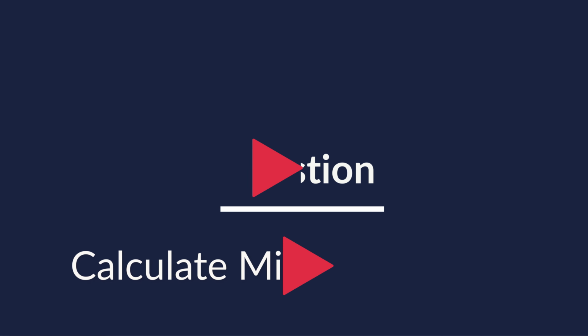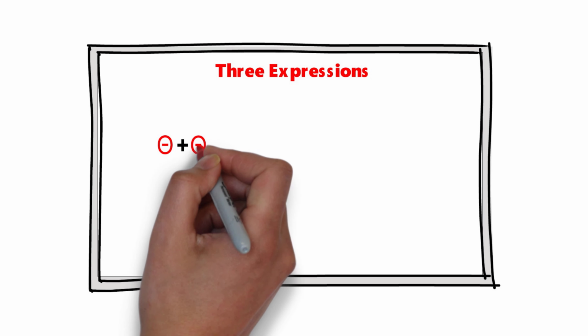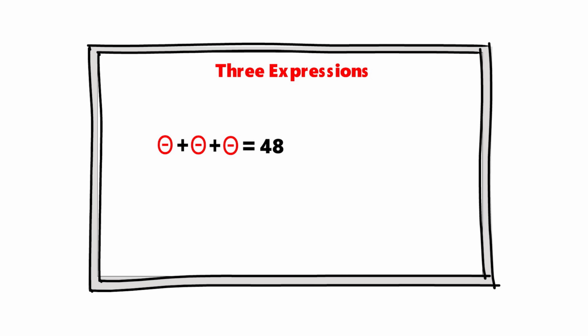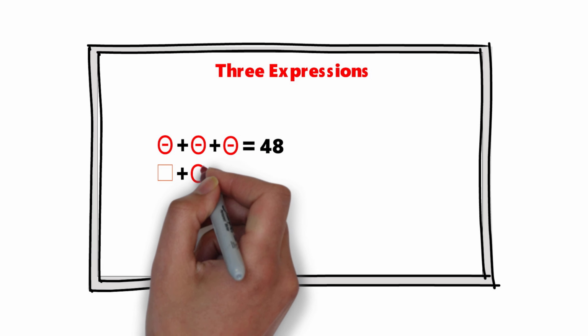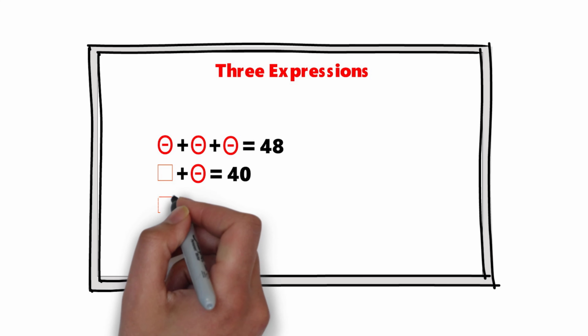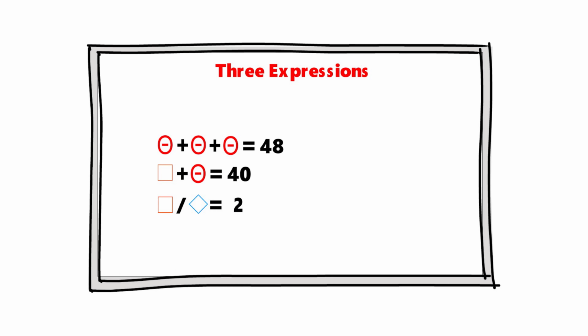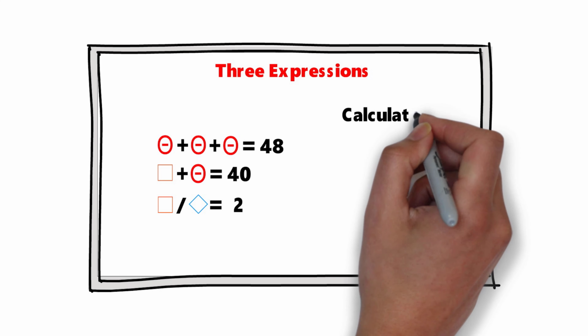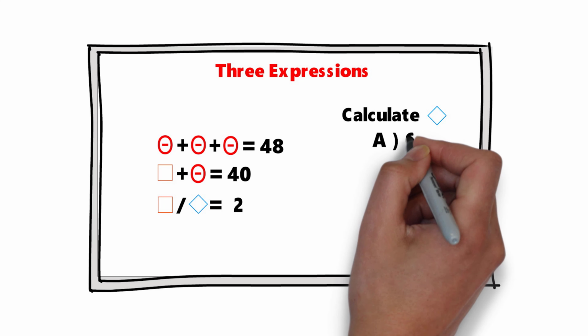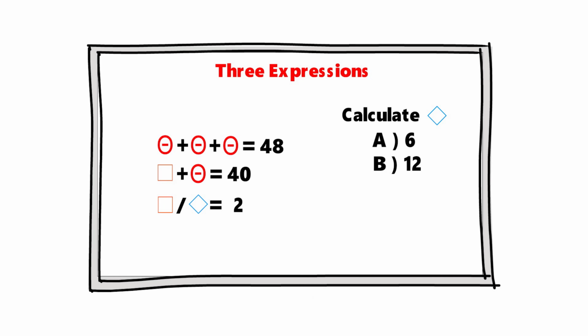Here's the cool question which is frequently used in a test. You're presented with 3 expressions. Circle with the dot inside plus another circle equals 48. In the second expression, you add square plus circle and the result equals 40. And in the third expression, you divide square by the diamond and the result is equal to 2. So you need to calculate the diamond. You're presented with 4 different choices. Choice A, 6, choice B, 12, choice C, 18, and choice D, 24.